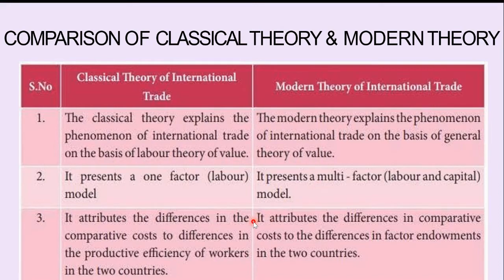The last one, it attributes the differences in the comparative cost to the differences in the productive efficiency of workers in two countries. So here they talk about the efficiency of workers and the comparative cost difference between two countries. Here, it attributes the difference in comparative cost to the differences in the factor endowments.